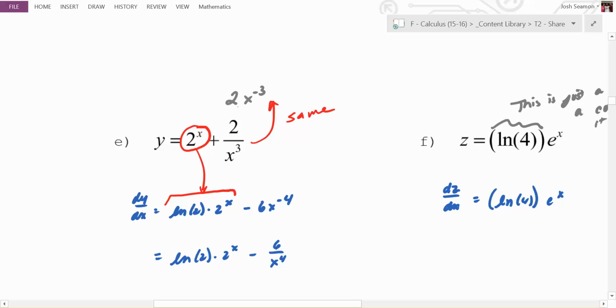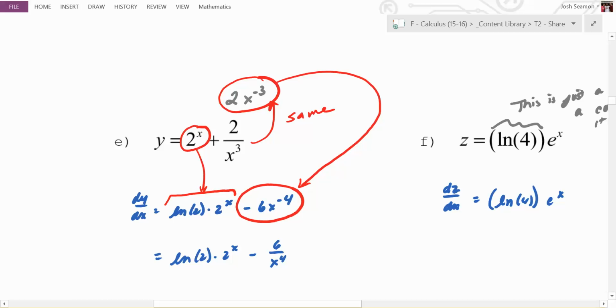What's the derivative of 2x to the negative 3? You drop the negative 3 to the front. What's the derivative of 2x to the negative 3, everybody? Yeah, there you go. Fantastic. And then this is the same as that. That's the same right there.